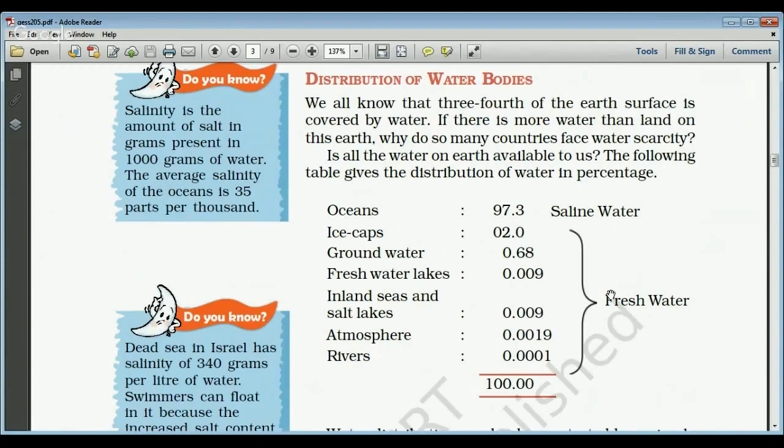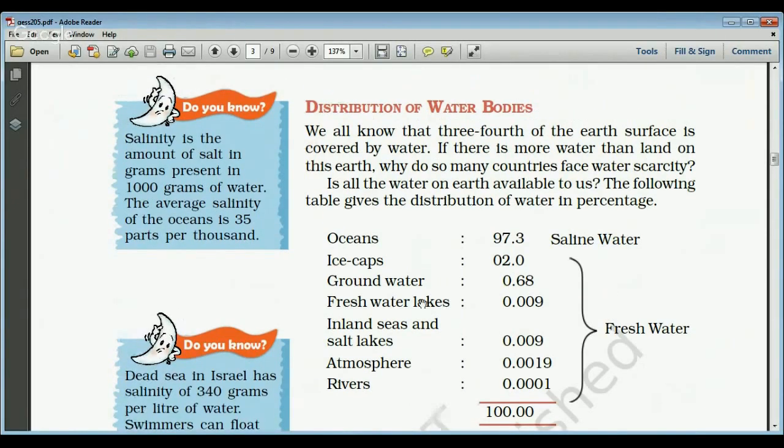So mostly if you see, out of 100% water, only 0.07% water is available for humankind, and that is why it is said that in spite of being a blue planet, in spite of having a large amount of water, the earth is still suffering from the scarcity of water in various parts.